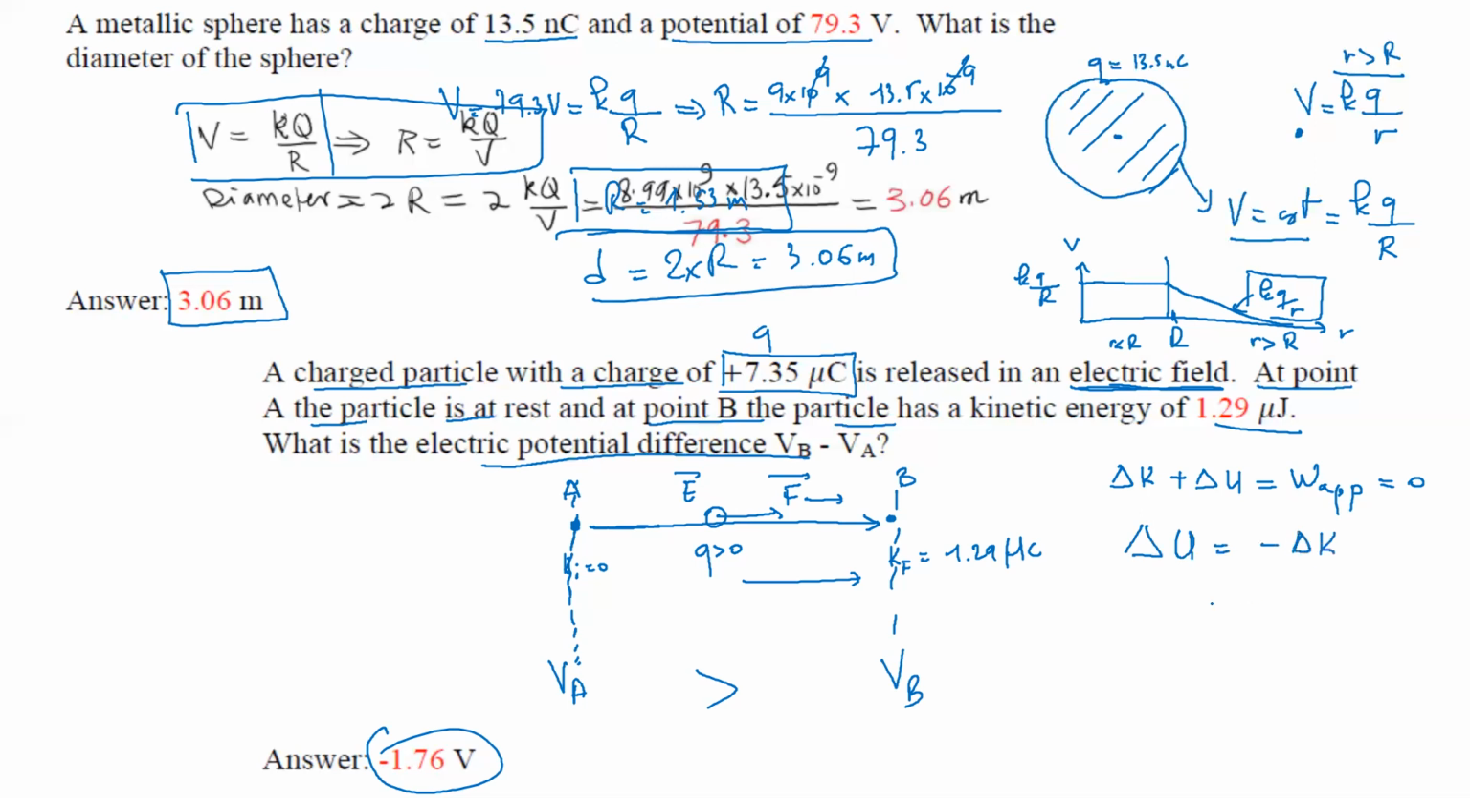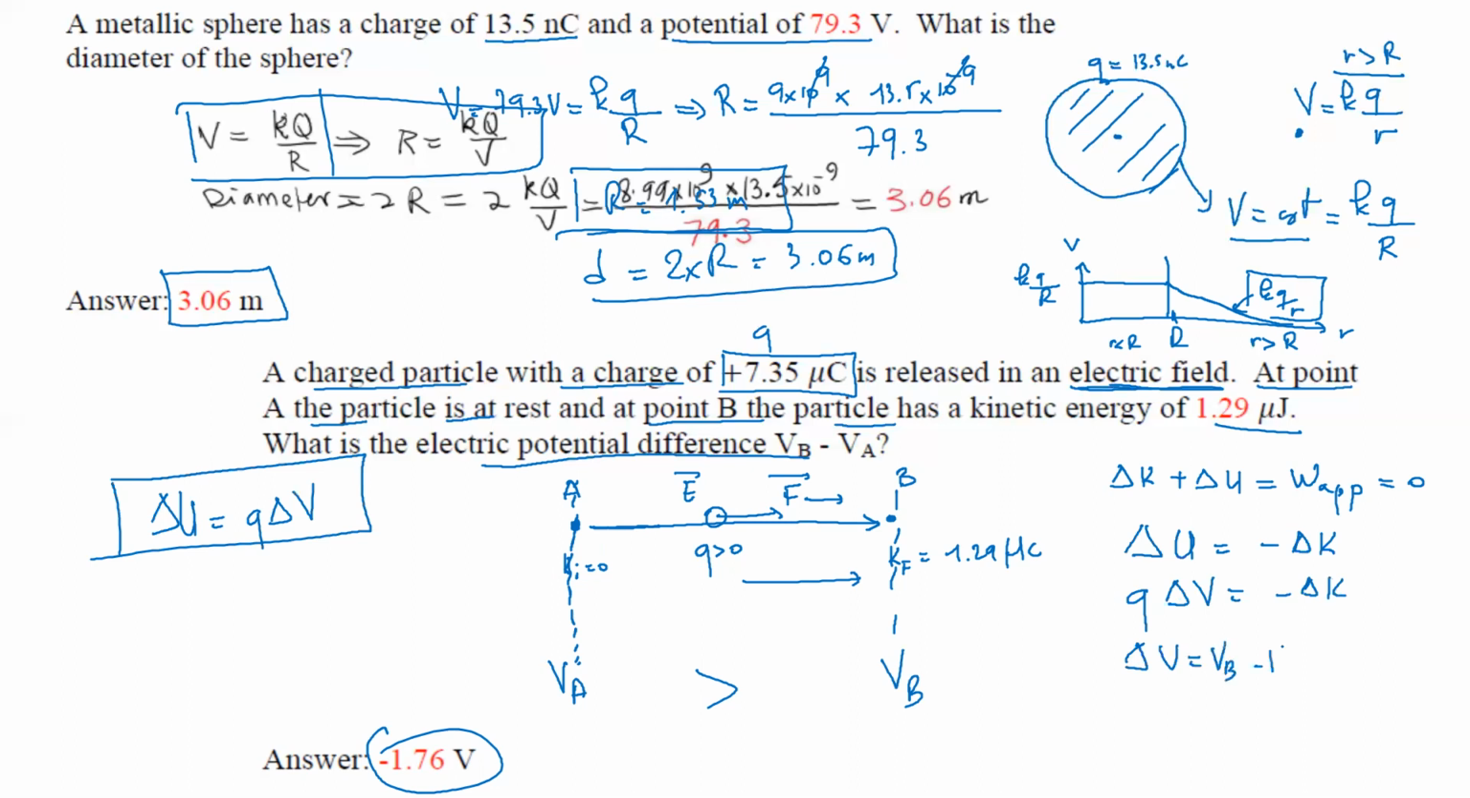Now, what is delta U? I mean, delta U is minus the change in kinetic energy. What is delta U? What do you think? Delta U, of course, is Q delta V, and we already demonstrated this in class. Do you remember this? Delta U is just Q delta V. So here I will have Q delta V is minus delta K. So that means delta V, which is VB minus VA, is minus delta K divided by Q.